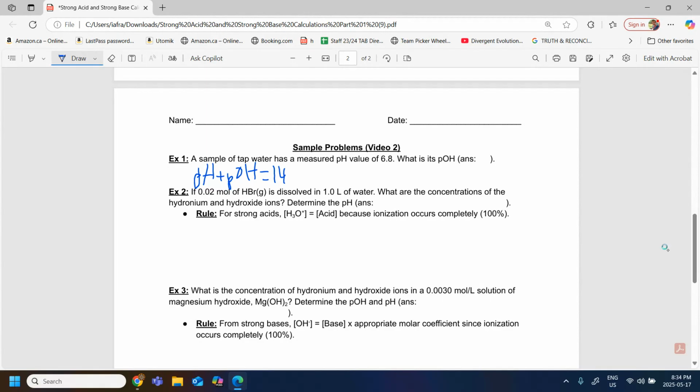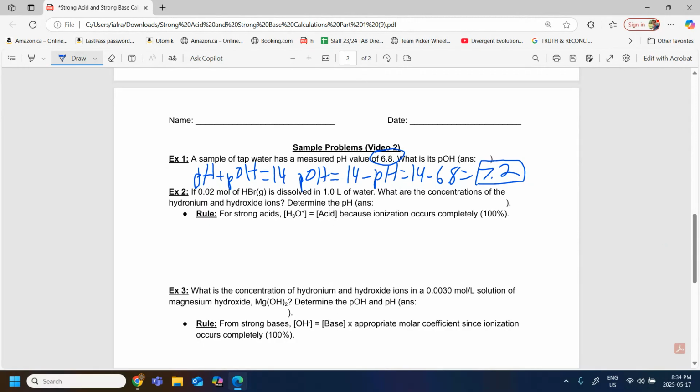So we know that the pOH is going to be equal to 14 minus the pH, which is 14 minus the 6.8 value there, and that should give you 7.2. Try to keep the same number of sig figs. This is the pOH value, and this would make sense because the higher the pOH, the less basic. This is an acidic solution.